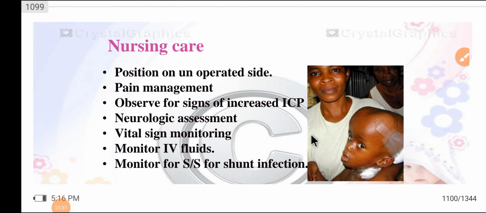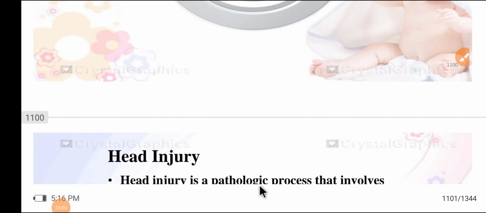Nursing care: position on unoperated site. Pain management: observe for signs of increased ICP, neurologic assessment, vital sign monitoring, monitor IV fluids, monitor for signs and symptoms for shunt infection.